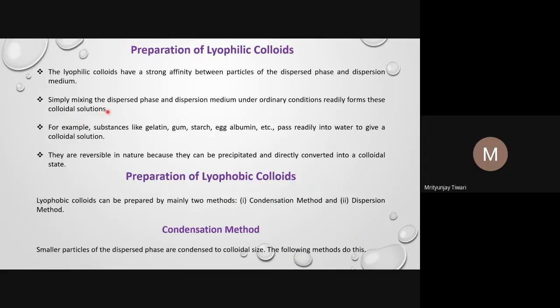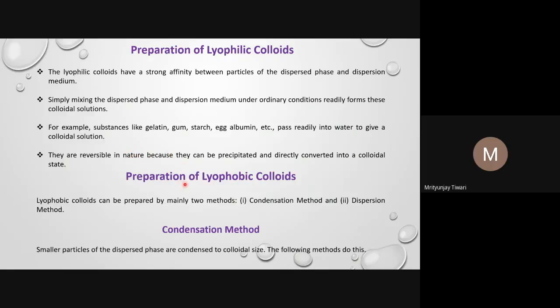Simply mixing the dispersed phase and dispersion medium under ordinary conditions readily forms this colloidal solution. So just by mixing them, one can form lyophilic colloids. For example, substances like gelatin, gum, starch, egg albumin, etc. pass readily into water to give a colloidal solution. So you don't need any special method to prepare lyophilic colloids. These are reversible in nature, as we have seen, because they can be precipitated and directly converted into a colloidal state again.